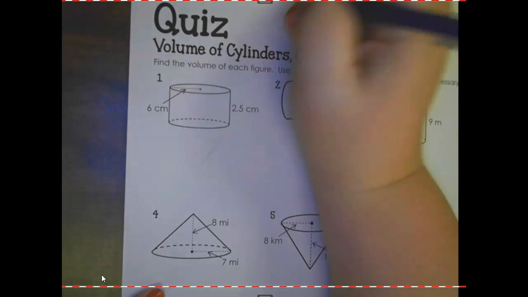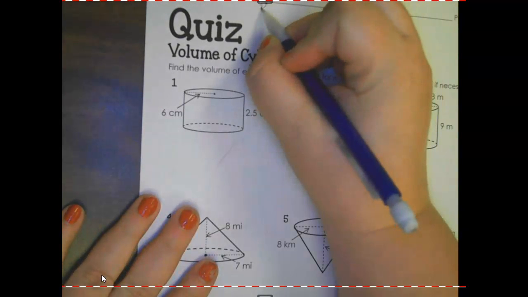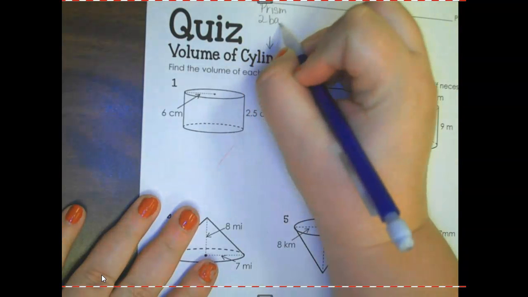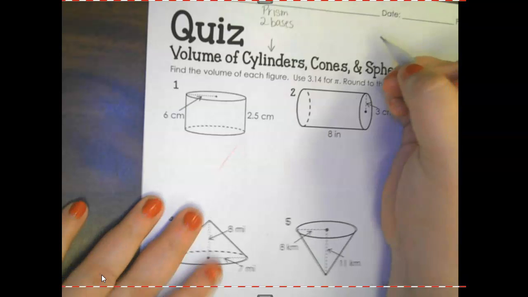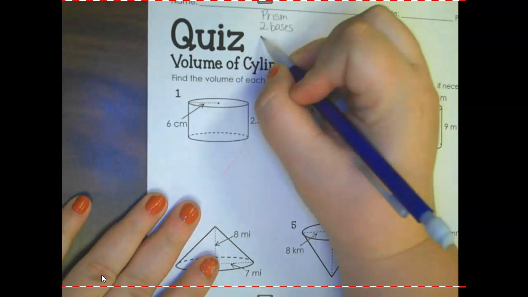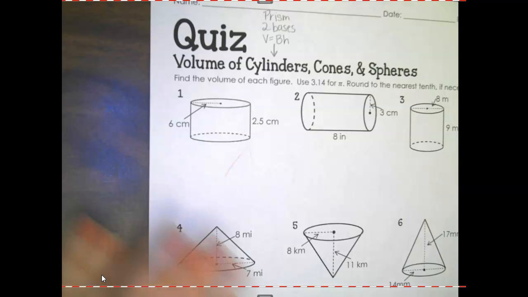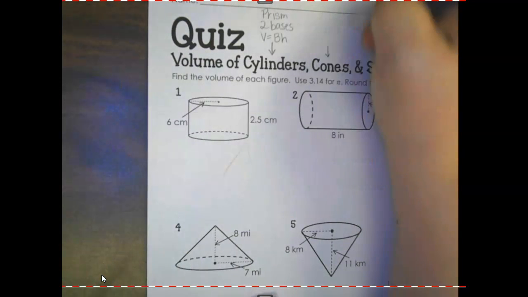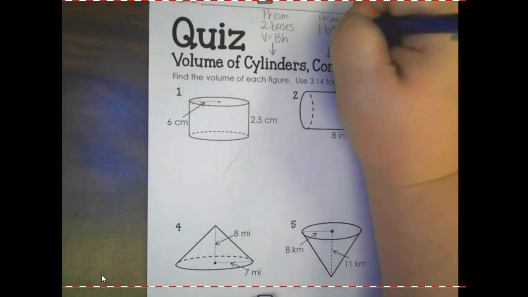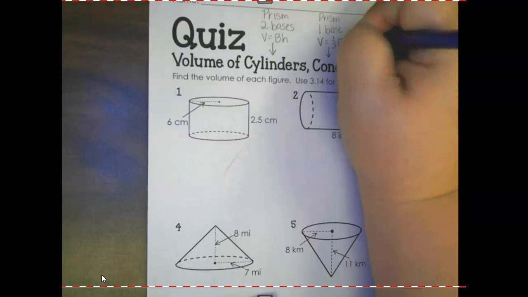So when we're talking about a cylinder, this is a form of a prism. It will have two bases, and it has the formula V equals big B H. Versus a cone, which is not a prism, it only has one base, and our volume is going to be 1/3 big B H.